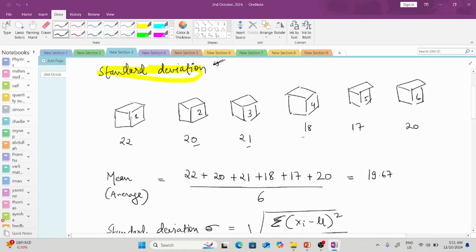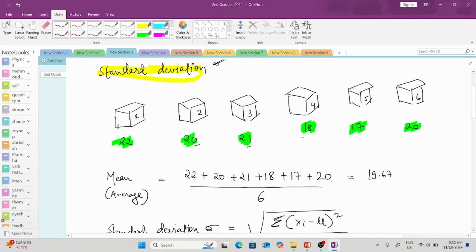Each cube will be tested under a universal testing machine, that is UTM, and what you will get is the compressive strength. Suppose cube 1 has a compressive strength of 22, cube 2 has a compressive strength of 20, cube 3 has 21, and cube 4 has 18. Cube 5 has 17, and the sixth cube has 20. So what does this signify?